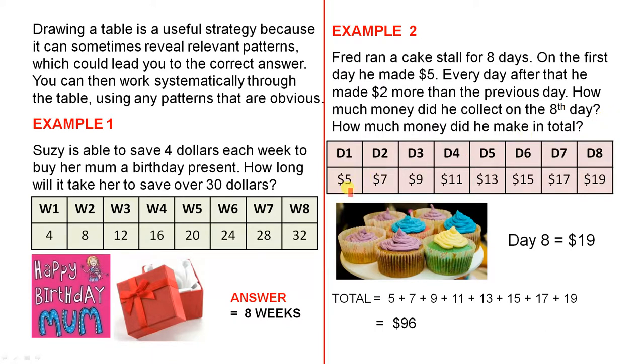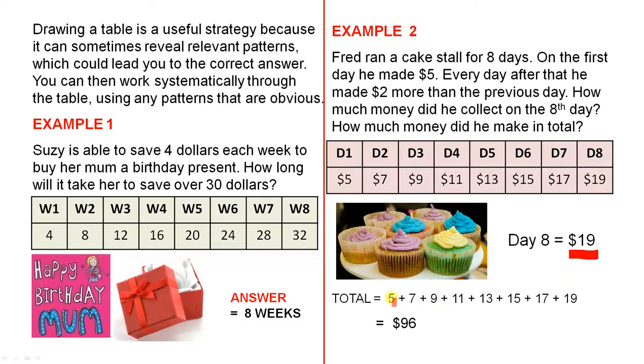Okay, the problem says that on day 1 he made $5. There it is. On the next day he made $2 more, so that's $7. On the third day he made another $2 more, so that's $9. On the fourth day he made another $2 more, so that's $11. And you keep adding $2 on each day. See that? I'm just adding $2 on until I get to day 8. And look what's happened for day 8. He has collected $19.